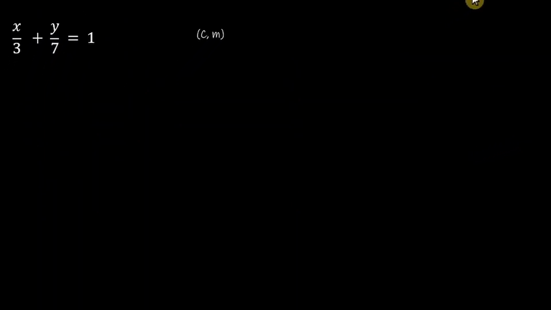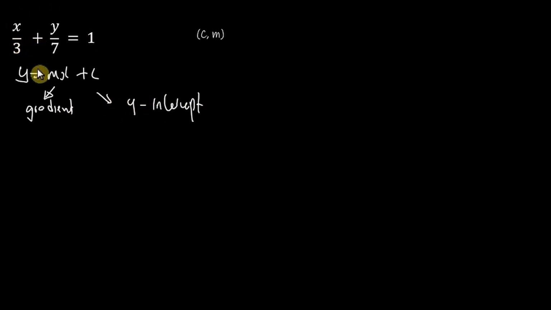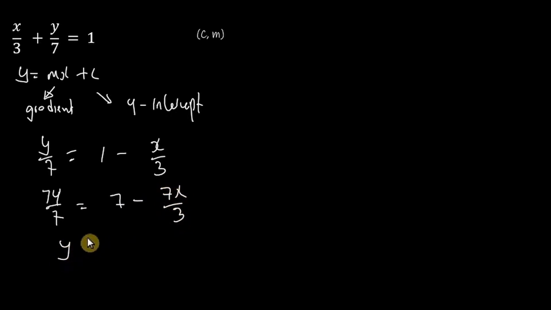Okay, so in question 4c, we have an equation, and we need to get the equation in the form y is equal to mx plus c, where m, as we know, is the gradient, and c is the y-intercept. So we need to represent this equation in this form. Let us first do that by taking x over 3 to the right side of the equation. So we have y over 7 is equal to 1 minus x over 3. Then you multiply both sides by 7. So we'll get 7y over 7 is equal to 7 minus 7x over 3, which leaves us with y is equal to 7 minus 7x over 3.